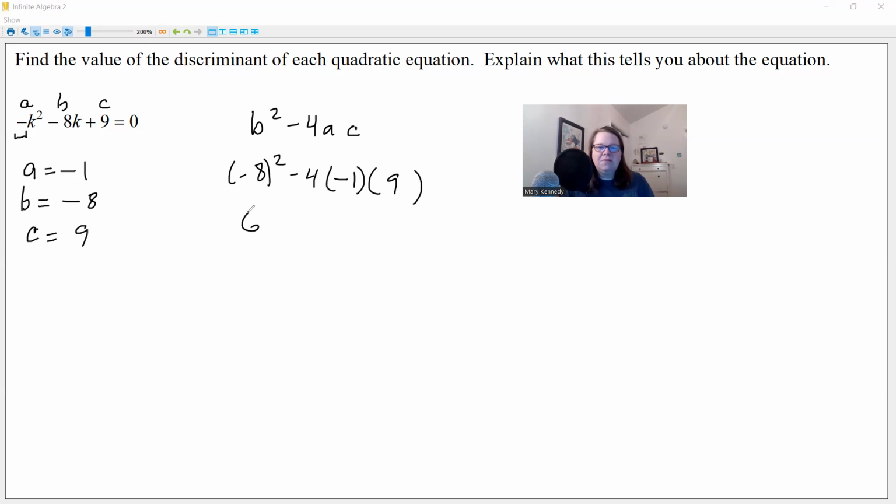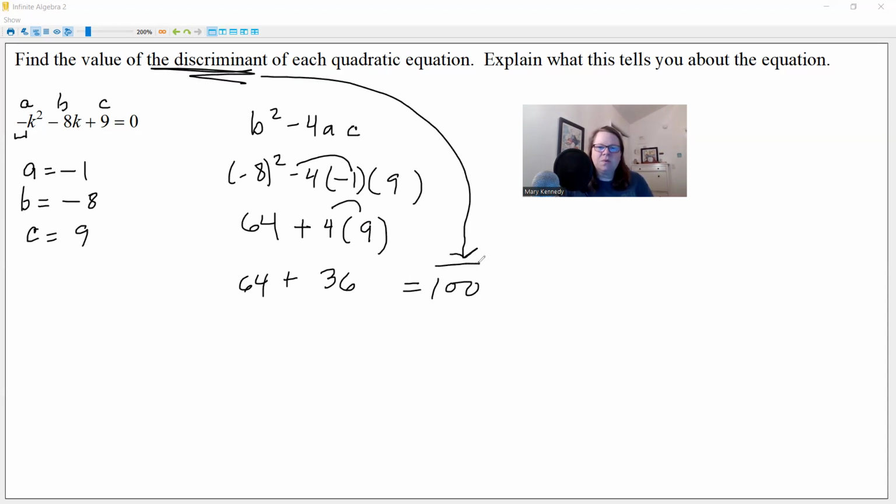All right, so 64. Negative times negative is positive. If you are not careful with your calculator and don't put the parentheses, you're probably going to get -64. So don't do that. You know that negative times negative is positive. -4 times -1, negative times negative again, +4 times 9, 4 times 9 is 36. 36 plus 64 is 100. So the discriminant is 100. So that's the value of the discriminant.